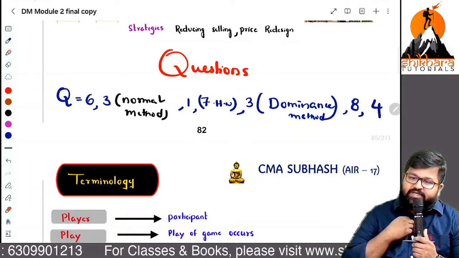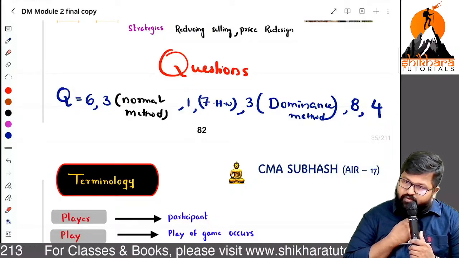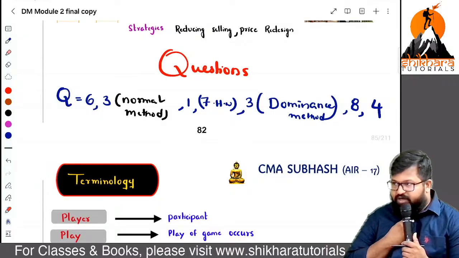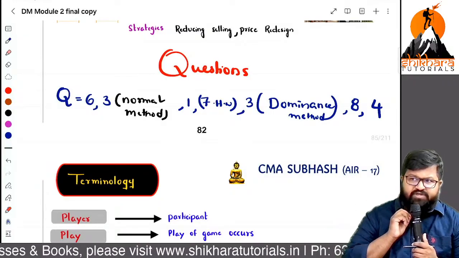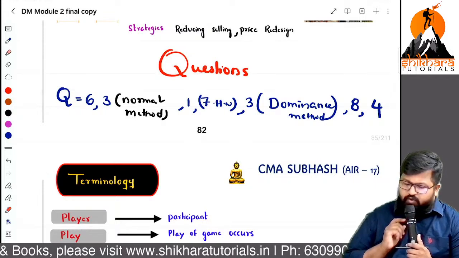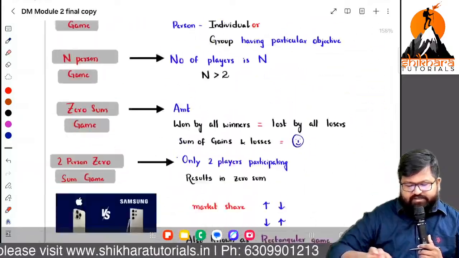And what is the next question? 8, 4. If these questions are done, the remaining will be very easy. Just understanding the question is sufficient for the remaining cases. Okay. So go with question number 6 once.